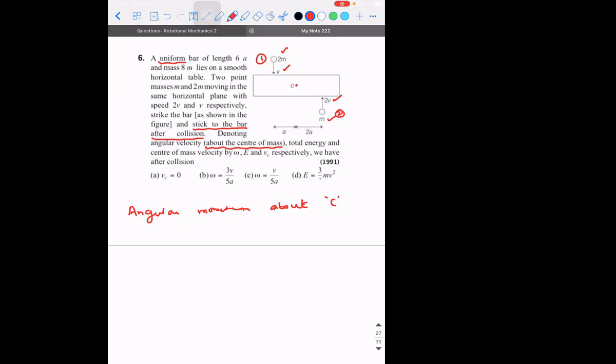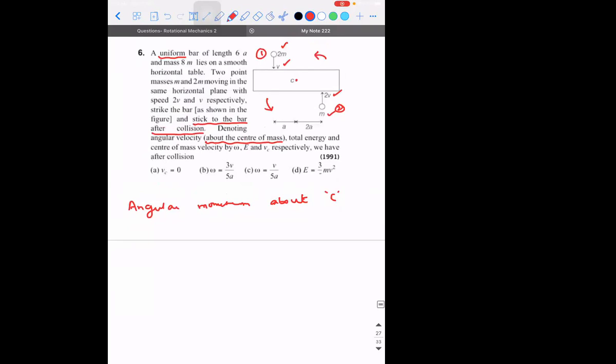Anti-clockwise. Similarly, due to mass m, anti-clockwise. So the important point in this case is that the angular momentum due to both these masses will get added. Correct? So what is the angular momentum about point C? It is 2mv due to the first object, 2m into v into the perpendicular distance.